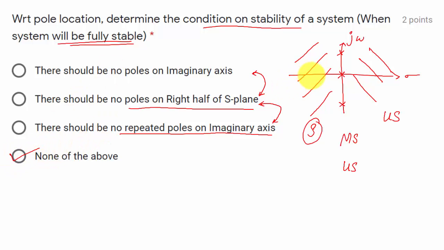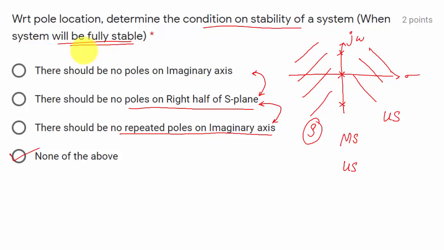So what is the first condition? There should be no pole on the imaginary axis, whether it is a simple pole or a pair on the imaginary axis or a repeated pole. And the second condition is there should be no pole on the right half of S plane. If these two conditions are satisfied, then only you can tell that the system is a stable system.